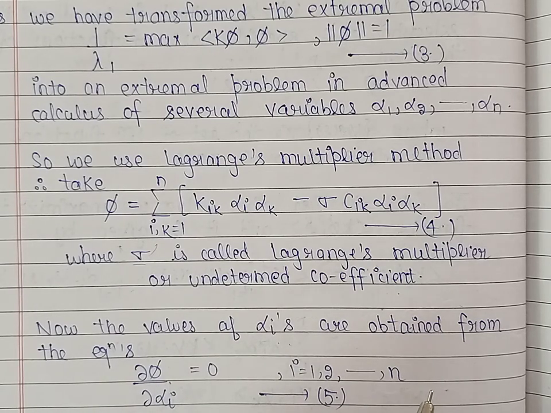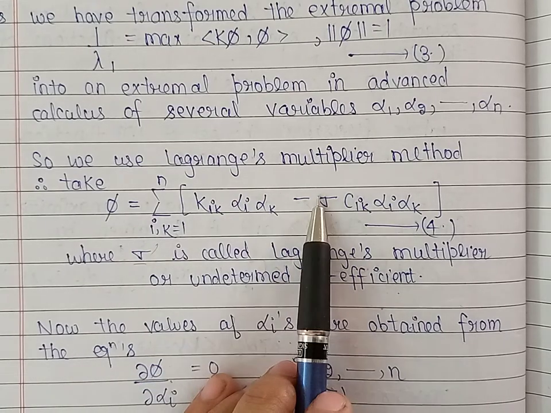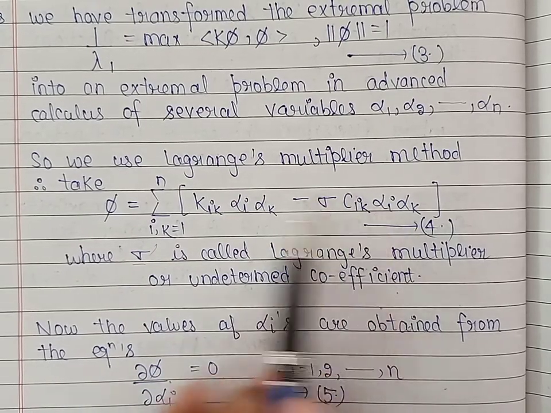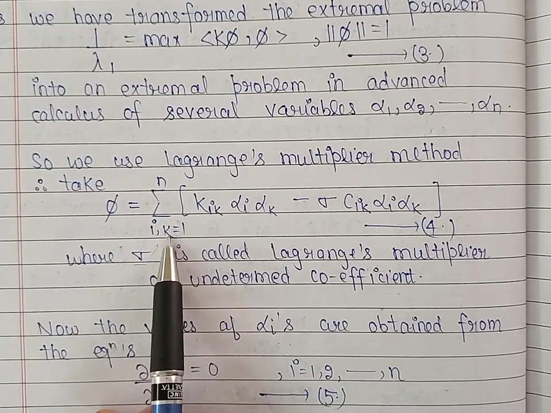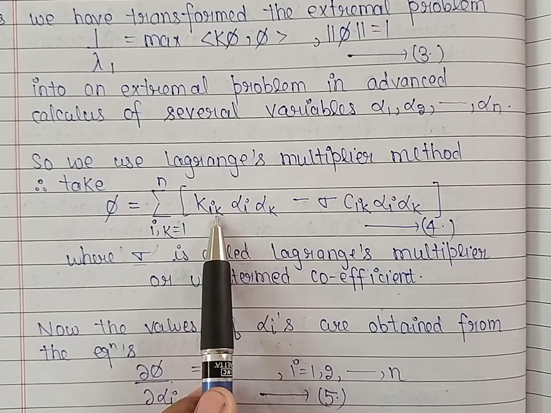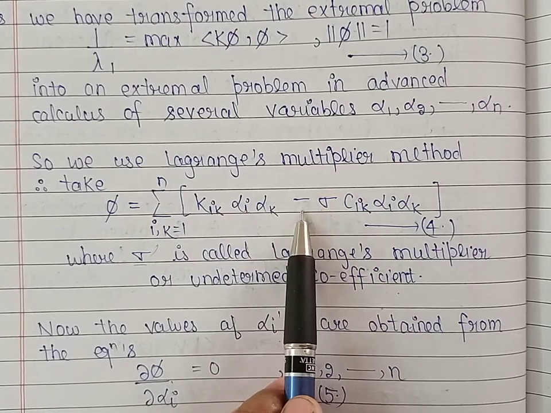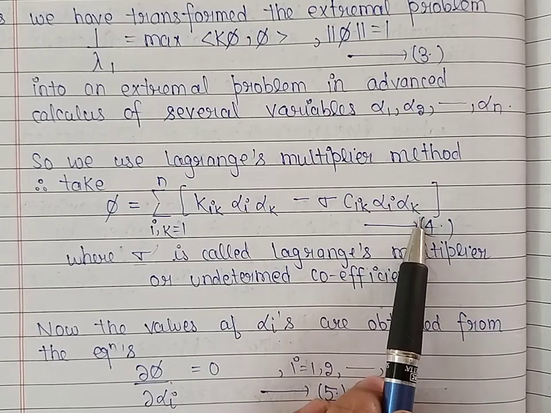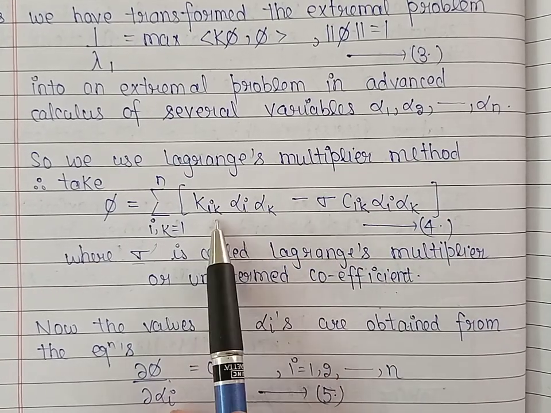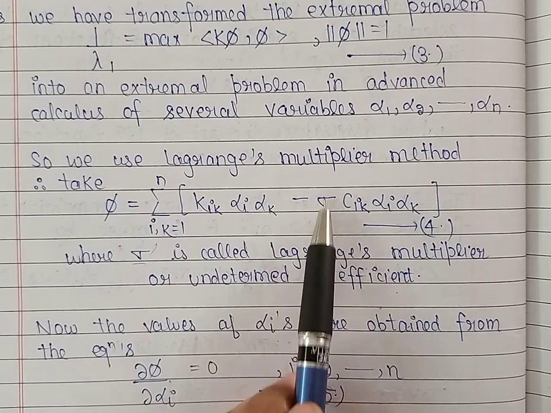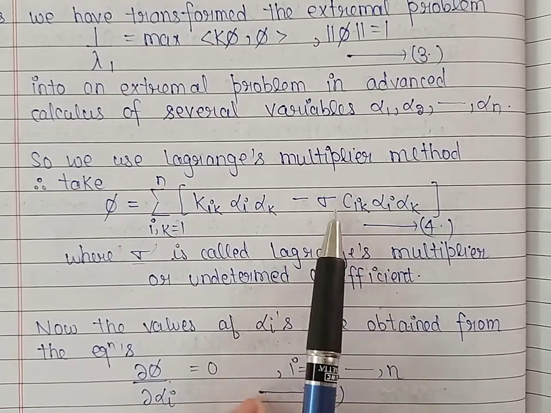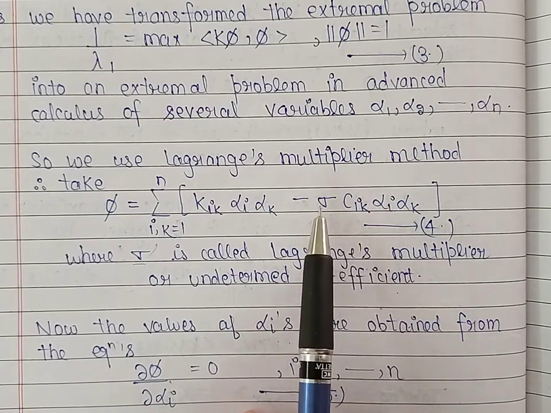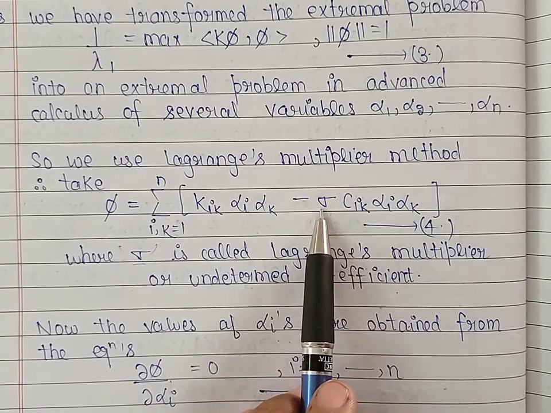If we simplify them, we get the values of the variables from there. So let us apply Lagrange's multiplier method. In order to apply this method, let us take phi is equal to summation i and k varies from 1 to n, k_ik alpha_k minus sigma c_ik alpha_k. These are the functions formed with the help of Lagrange's multiplier, which we have taken here, sigma. This is called Lagrange's undetermined coefficient or Lagrange's multiplier.